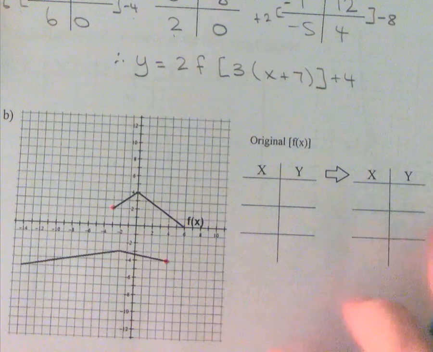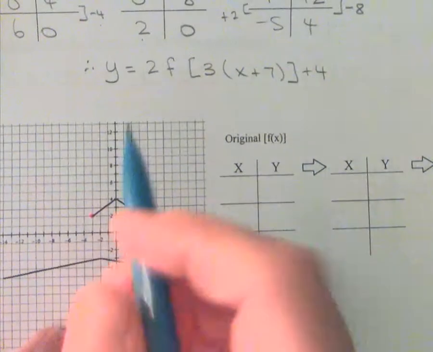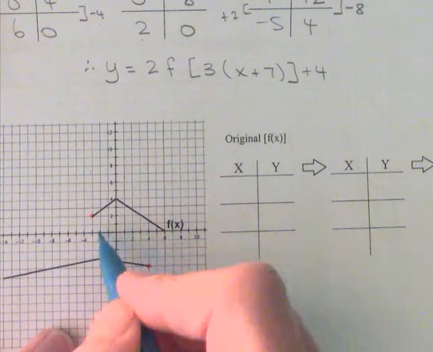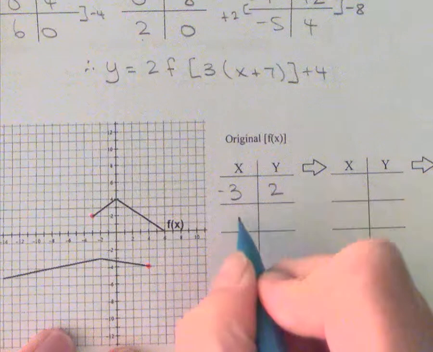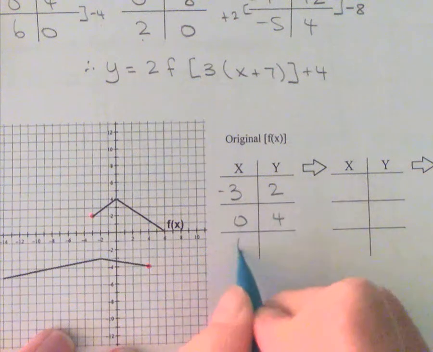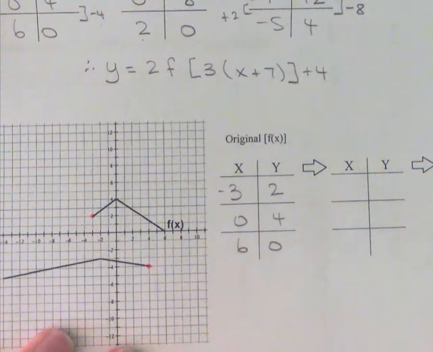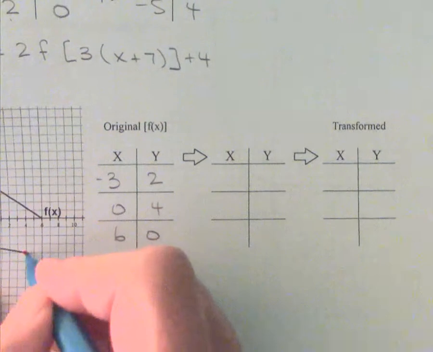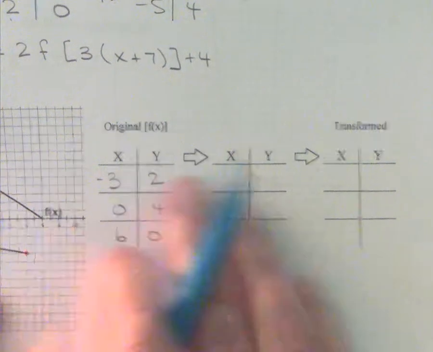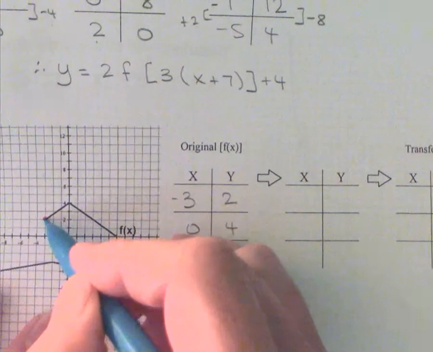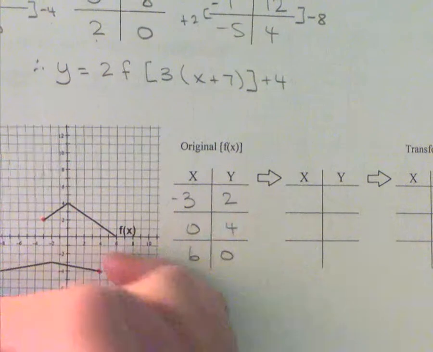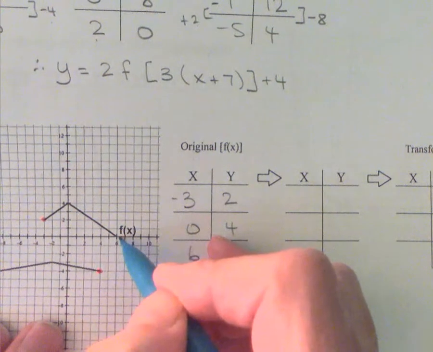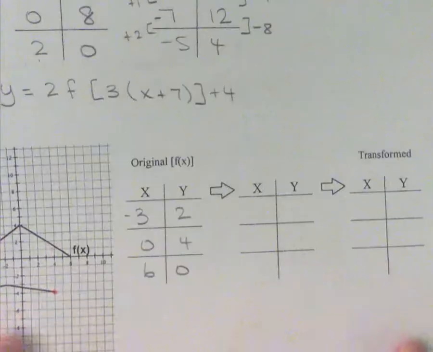So I'm going to do my original table first. I'm going to read my graph left to right. So I'm at minus 3 and 2, 0 and 4, 6, 0. But in this case, I have to start over here on the right because that's the point that matches this one. This point matches this one, and this point matches with that one. So I actually have to read this graph backwards.